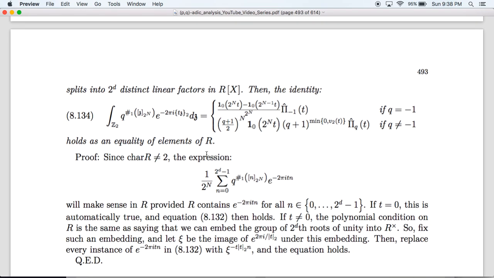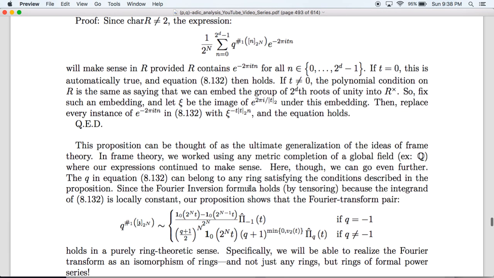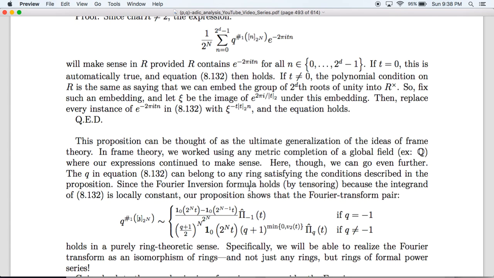And all of this works purely by algebra because this locally constant function's integral simplifies to this sum, which makes sense because we're not in characteristic 2. So this proposition can be thought of as the next generalization of the ideas of frame theory. In frame theory, we worked using any metric completion of a global field, for example, the rationals, and we picked our completions so that our expressions continue to make sense. However, as we've just seen, we can go further. There's no reason to stop just at number fields.